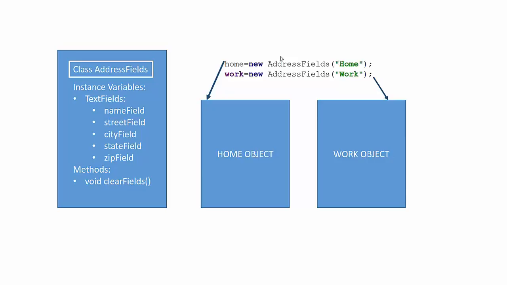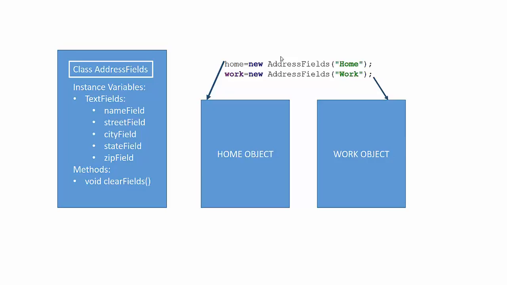And then when I do work = new AddressFields and pass work into it, a whole other memory location, another box shows up in memory someplace else that's going to have its own storage space for all of those fields you see on the left. nameField, streetField, cityField, stateField, zipField, and also the clearFields method. So there's going to be a set of variables for the work object and a set of variables for the home object. They'll both behave independently.